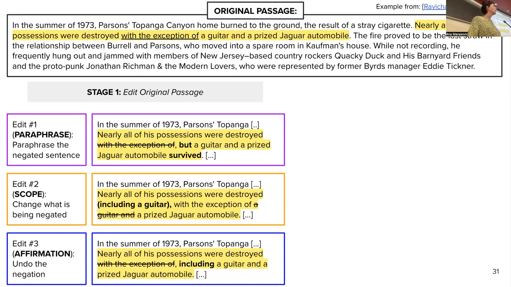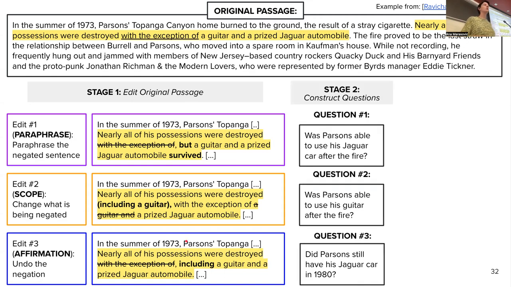So we asked them to undo the negation, and here the annotator had removed "with the exception of," and the sentence says everything was destroyed, including a guitar and this car. So these are those points that are now close to the original passage. We still need some questions. So these questions, we ask them to target implications of negation as another way to overcome these data shortcuts.